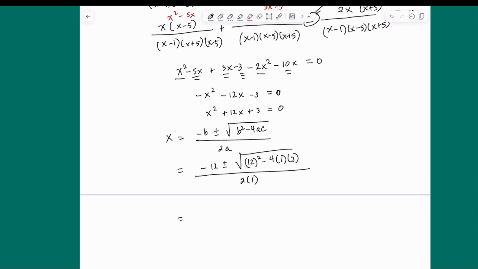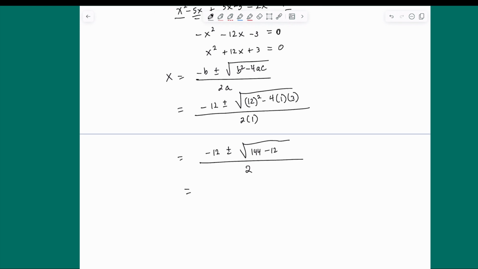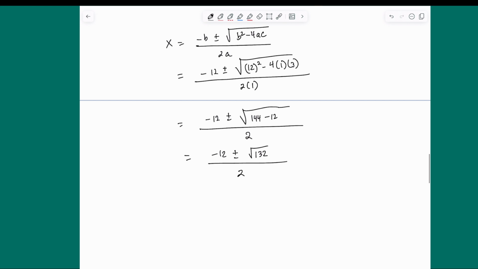Okay, so now we have negative 12 plus or minus, well, that's going to give us what? 12 squared, 144, minus 12 over 2. All right, so that's going to give us negative 12 plus or minus the square root of 132 all over 2. And I believe the square root of 132, well, it's 4 times something. Let's see, what is it? 4 times 32.